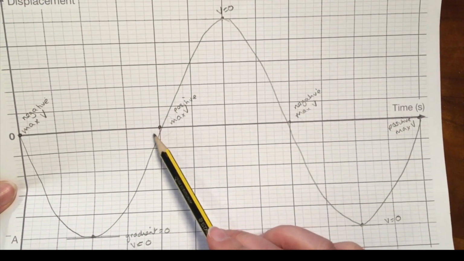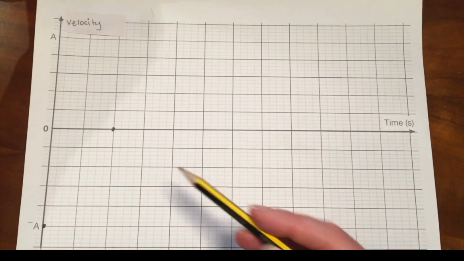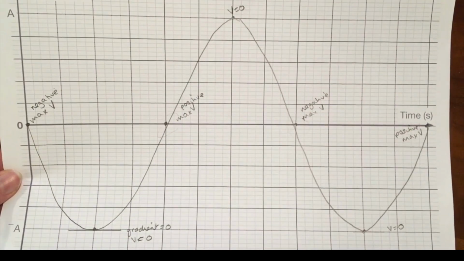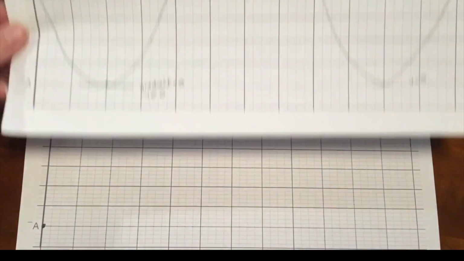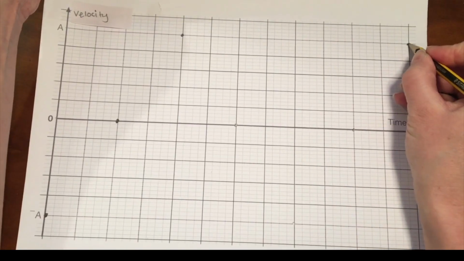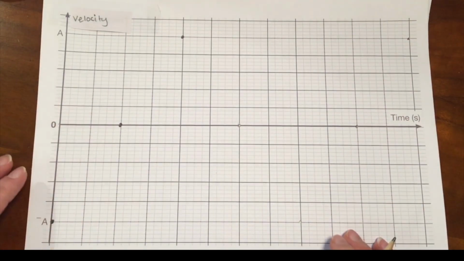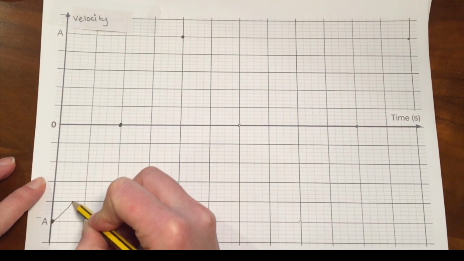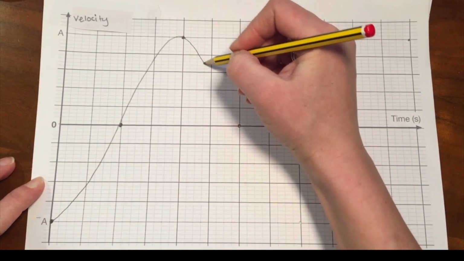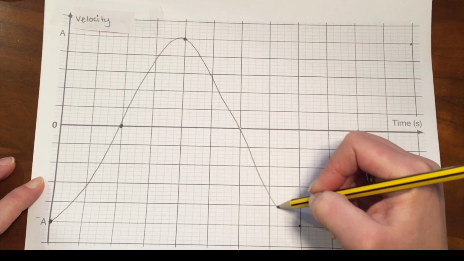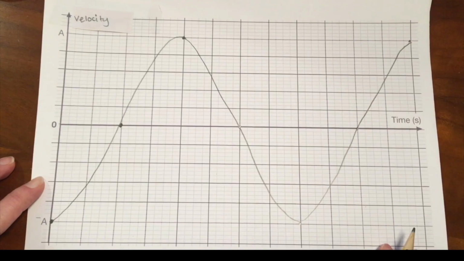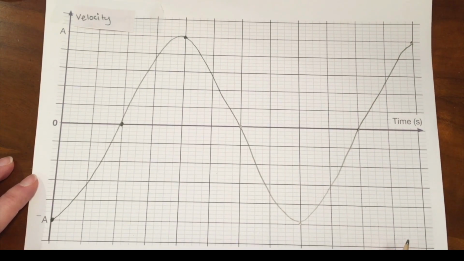Again, after 2 seconds, we have a maximum positive velocity. So go to velocity time graph, 2 seconds, maximum positive velocity. Come back to the displacement time graph. After 2 seconds, the velocity is 0. So back to velocity time graph, make it 0. We then have negative maximum velocity, negative maximum velocity, and so on. So if we make this graph nice and smooth, plot the points, and join them up. You can see we have a nice oscillating graph.